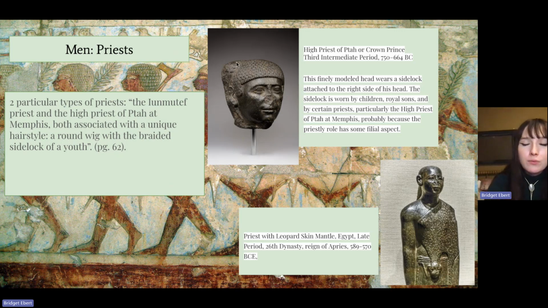But as you can see right on this image here, I don't know if you can see my mouse moving over top of it, the one right above, there's this side lock that comes off of the round bowl cut. And this is the high priest of Ptah, or crown prince of the third intermediate period from 750 to 664 BC. And directly on the bottom right, there's a priest with leopard skin draped over top of him, and leopard skin was a signifier of it being a priest.